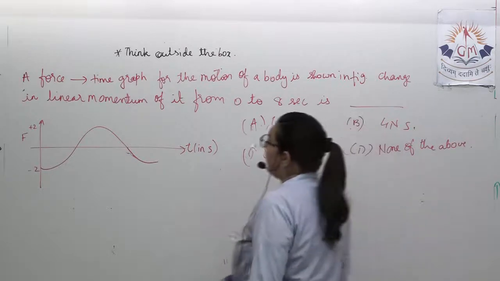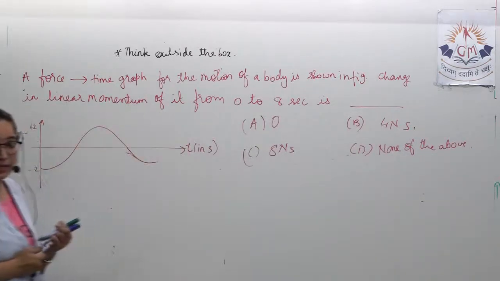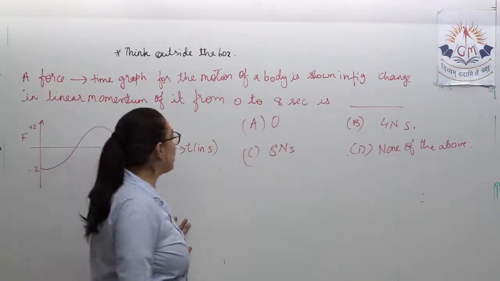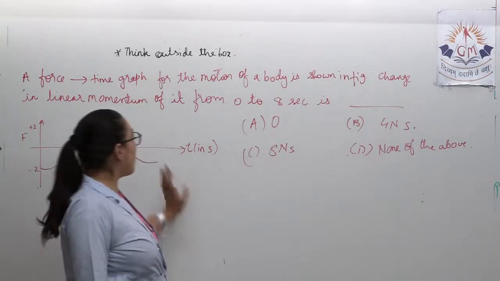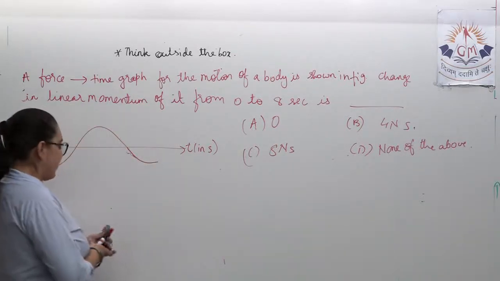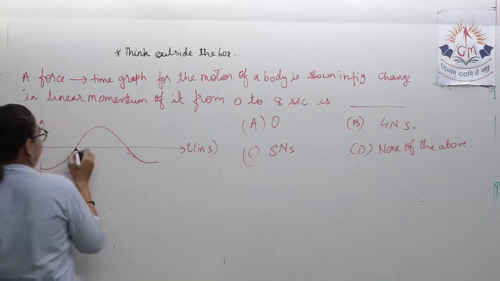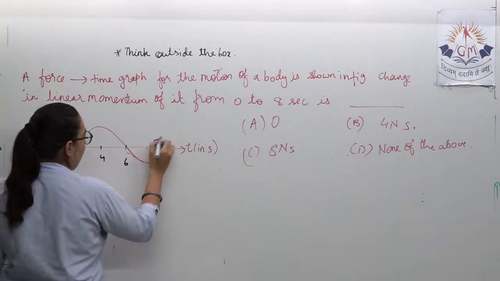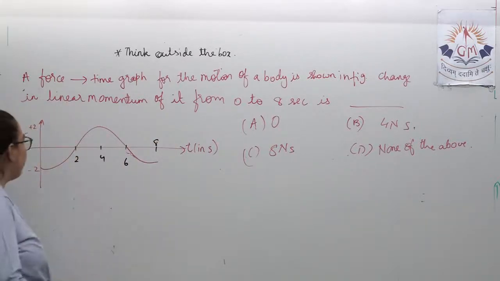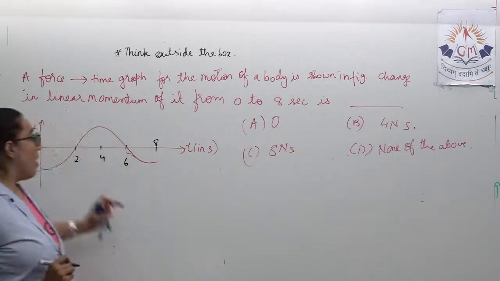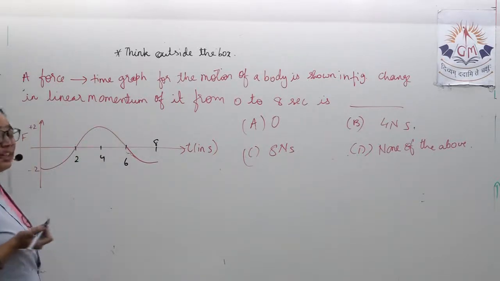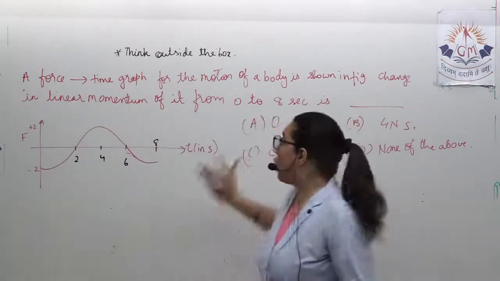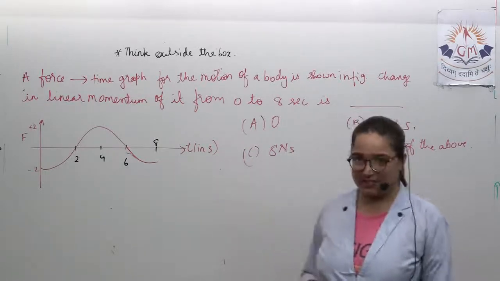Now this is the question given to us. Have a look at it. The force versus time graph for the motion of the body is shown in the figure. Change in the linear momentum of it from 0 to 8 seconds. The seconds are 2, 4, 6 and 8. This is how the journey is going. You have to calculate the change in the linear momentum. Now I am going to say something, and from that you will get the concept for this.